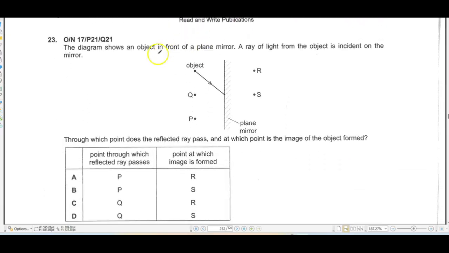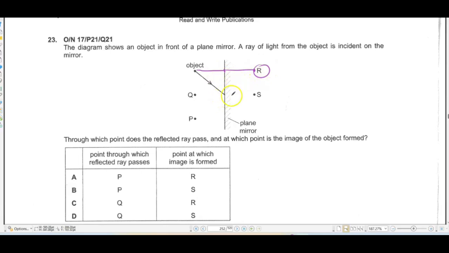Okay. Question number 23. The diagram shows an object in front of a plane mirror. A ray of light from the object is incident on the mirror. Through which point does the reflected ray pass, and at which point is the image of the object formed? If this is the object, the image is going to be in the same line and at the same distance. So the image is going to be at R.